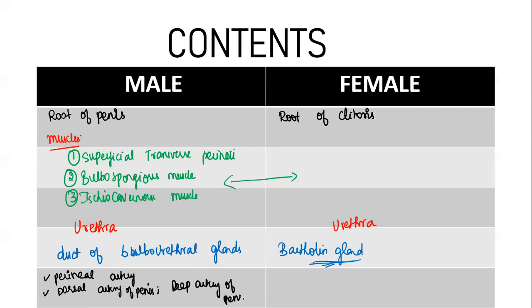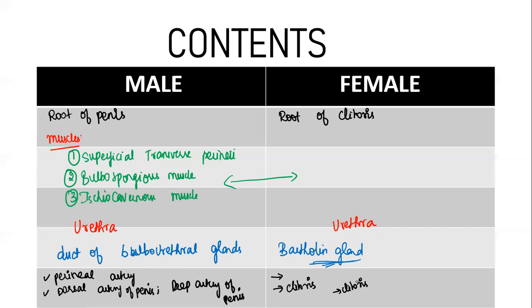Dorsal artery of penis, deep artery of penis. In females, the same names, perineal artery, but instead of dorsal artery of penis, it is dorsal artery of clitoris. Similarly, instead of deep artery of penis, it will be deep artery of clitoris.